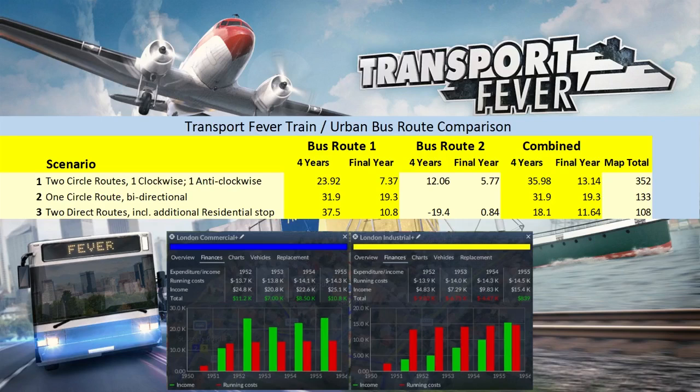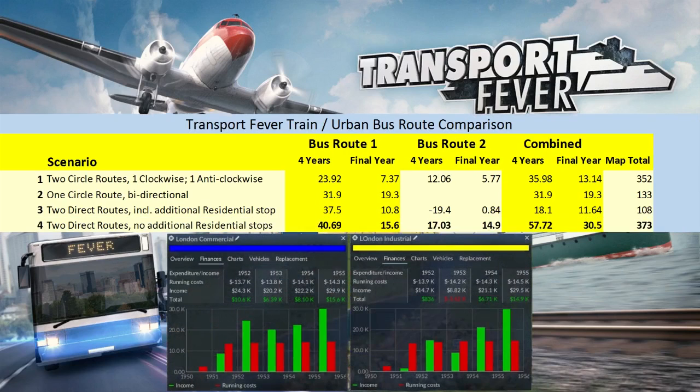And the numbers are okay, they're by no means great. They're certainly a lot worse than they were in those two circular routes, which is interesting. So it could be that whole idea of people who want to go to industrial from the train station, for example, sit on the bus all the way there, so nobody in the intermediary residential stop can get on. So you're losing revenue that way. Interesting scenario. Now our final scenario was two direct routes, which was just from the train station to the commercial and one from the train station to industrial.